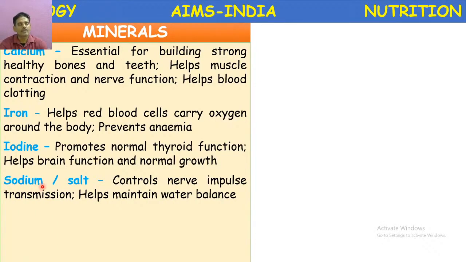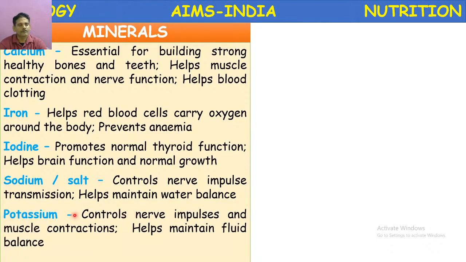Next, sodium or common salt. Sodium controls nerve impulse or nerve transmission, and it helps to maintain water balance or osmotic balance. So sodium, every day in our diet we will include, no problem. Next, potassium. Potassium is another important mineral. It controls nerve impulses and muscle contractions and helps to maintain fluid balance, meaning osmotic balance.